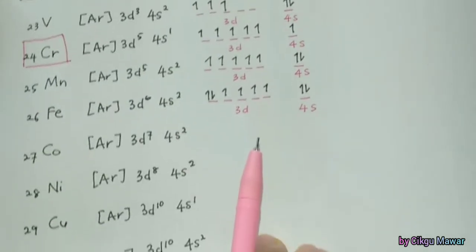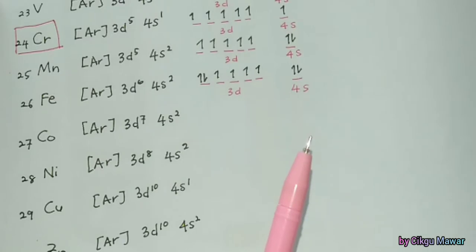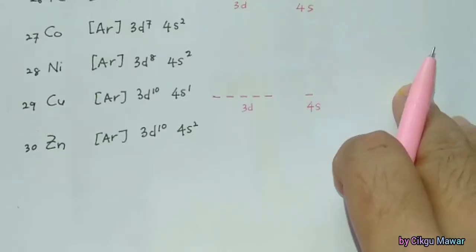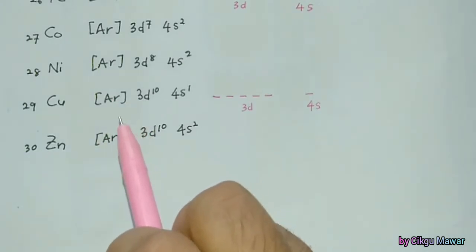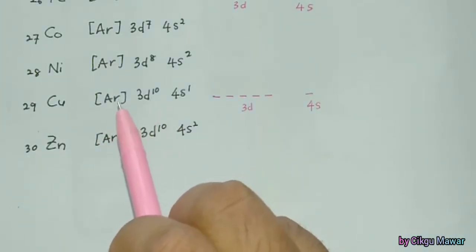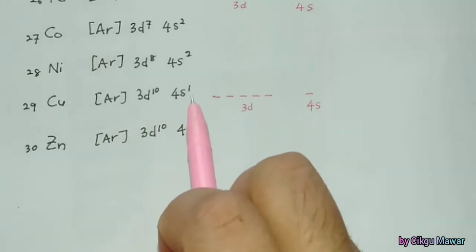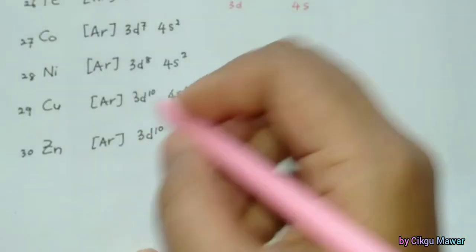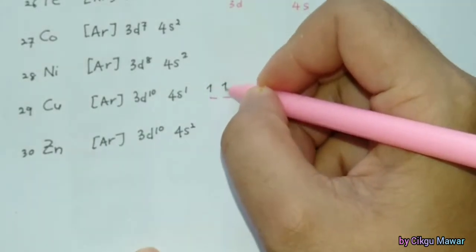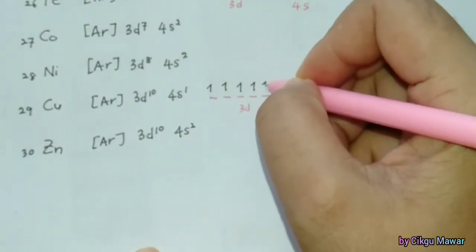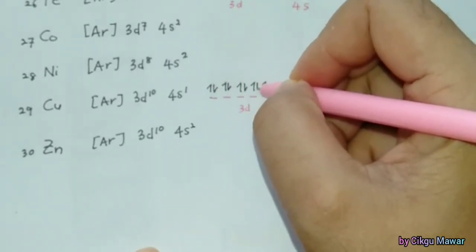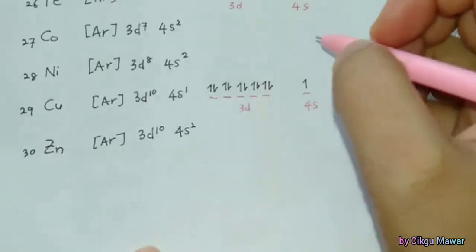So you can write down all the orbital diagrams until zinc. We take a look at copper. Copper is also special because its electronic configuration is 3d10 4s1. So 18, 19, 20, 21, 22, 23, 24, 25, 26, 27, 28, and 29.